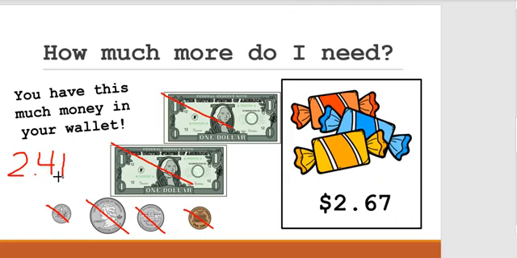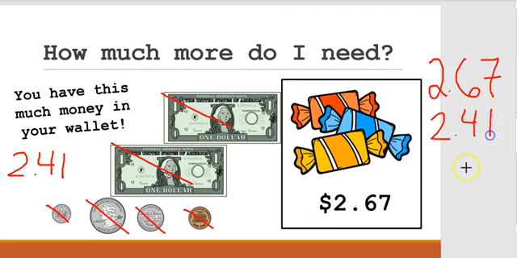Okay, well this is a problem I can manage here. Let's figure it out. Well, I want to buy something that's $2.67. I have $2.41, and I need to figure out how much more money I need.